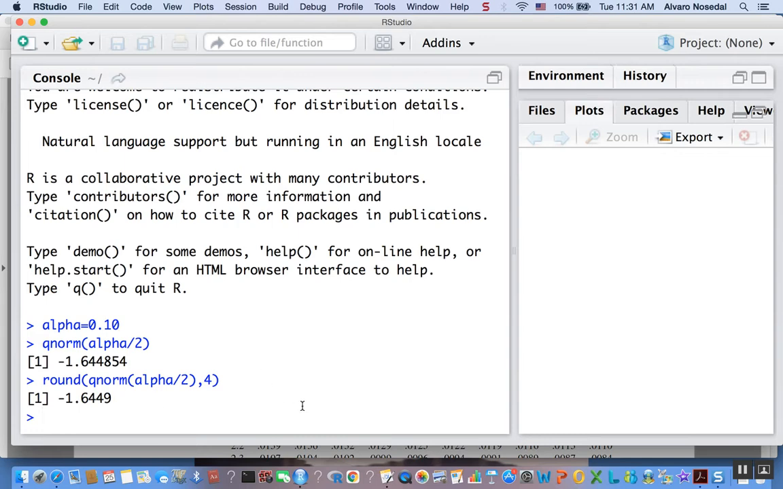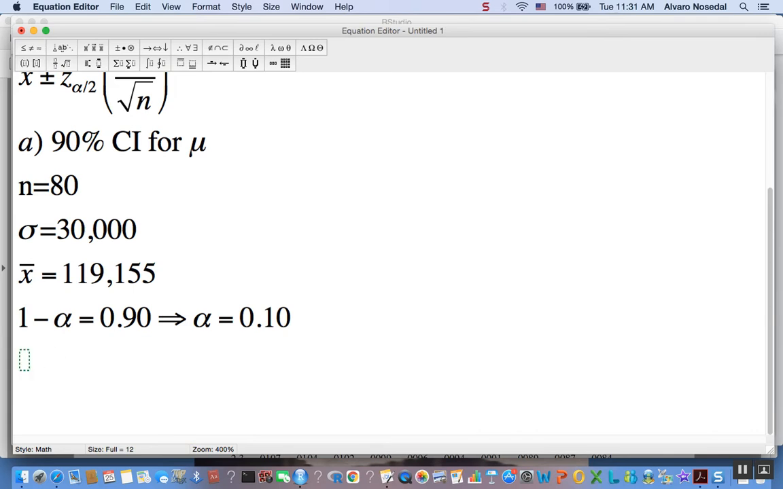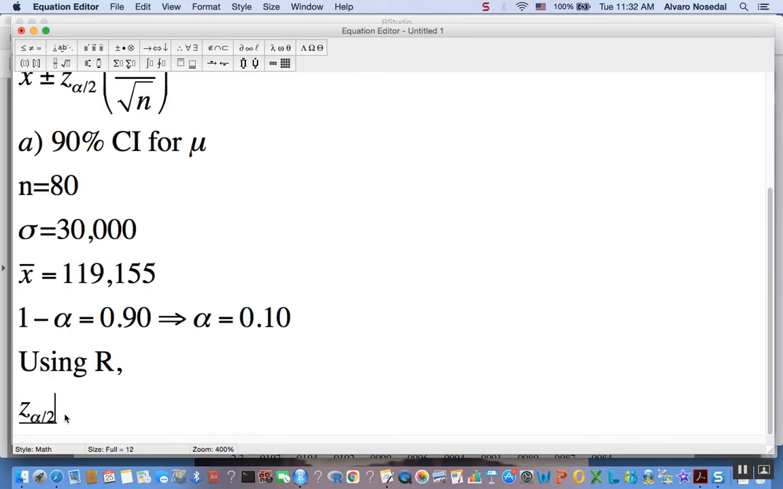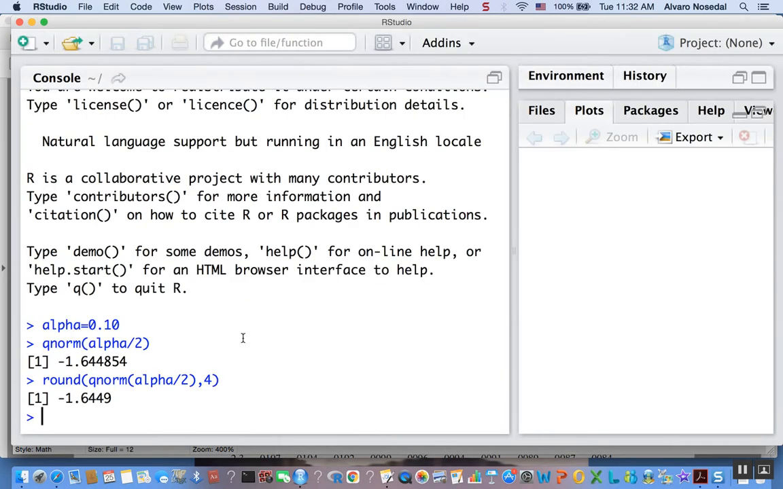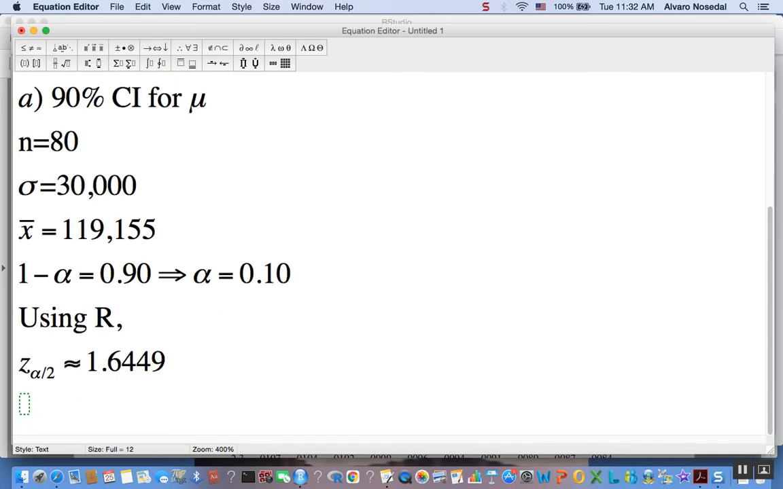So now we have everything that we need. Using R, our critical value is roughly negative, well, if we want the positive one, we just change it to positive, 1.6449. And then we're basically ready.